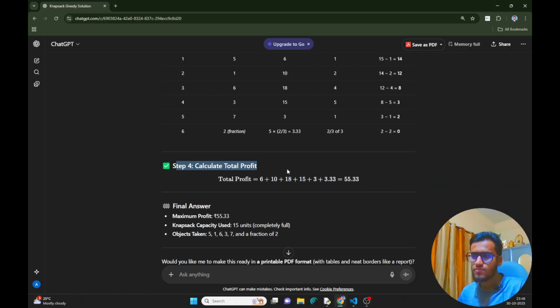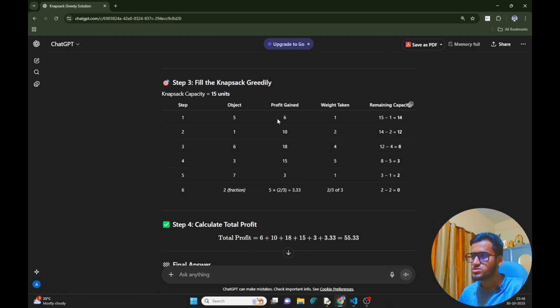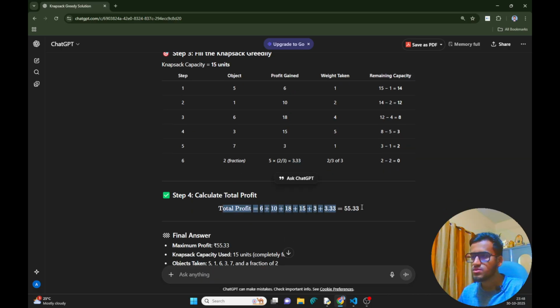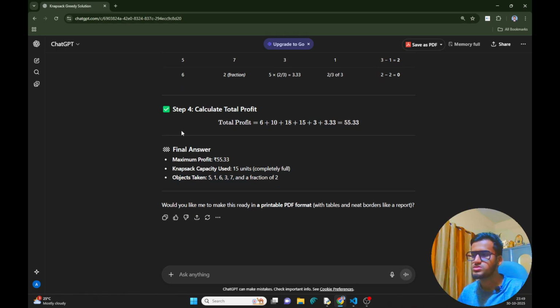Yeah. Now the step 4, calculating the total profit. The total profit, you will add these things, right? This 6 first, 10, 18, 15, 3 and 3.33. The total profit will be 55.33, right? The final answer is the maximum profit, the knapsack capacity is 15, the object taken none of. Okay, not required this one. Okay. Yeah, this is the thing.